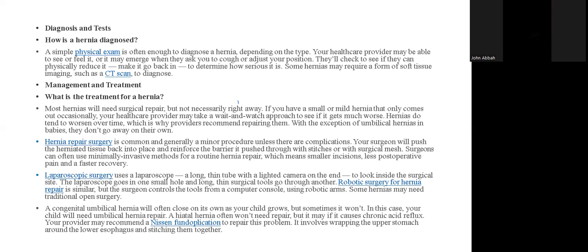Maybe a CT scan or MRI. CT scan is quite okay. With a CT scan, you will see exactly what is inside that protruded part, that protrusion. You will see it clearly and know whether it is a hernia or not. So once he does that, he knows what to do.